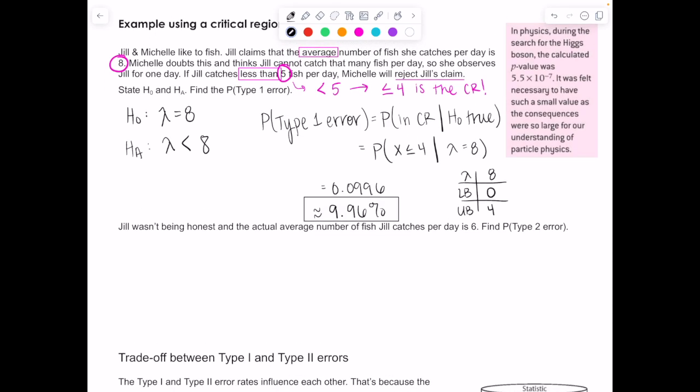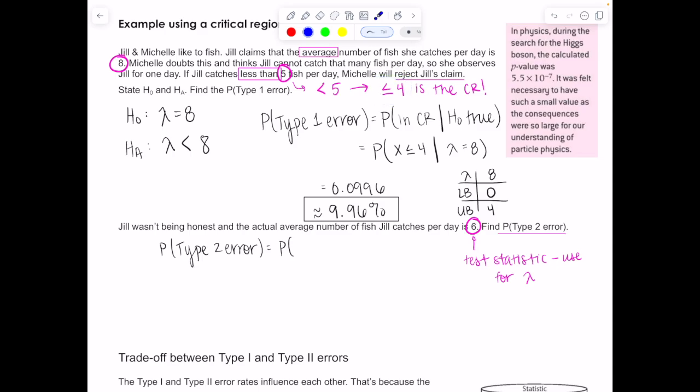Jill wasn't being honest, and the actual average number of fish she catches per day is 6. Find the probability of a type 2 error. So this is our test statistic. This is what we're going to use for lambda. Okay, so the probability that we're doing a type 2 error is the probability that we're in the acceptance region, which is the opposite of the critical region.